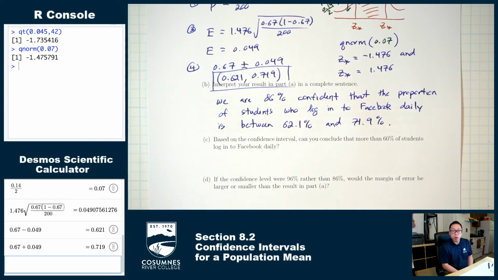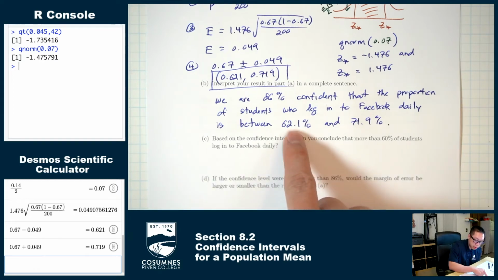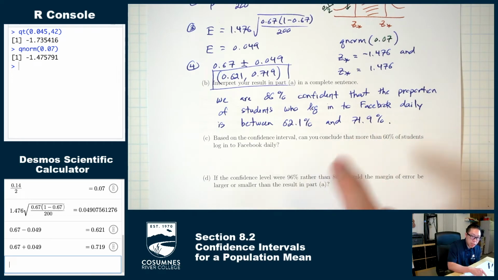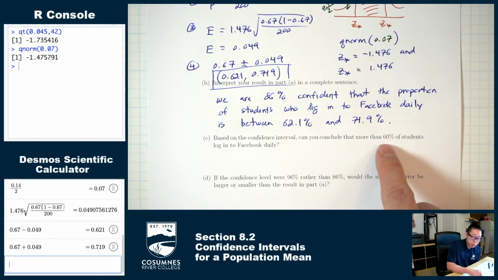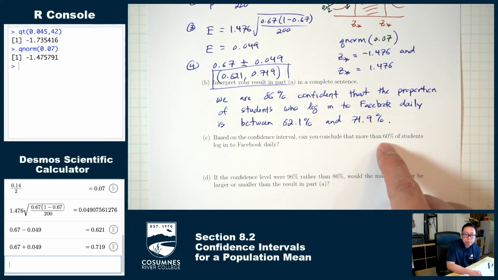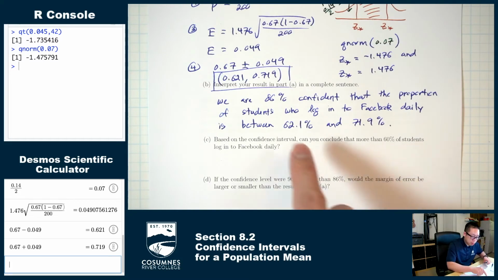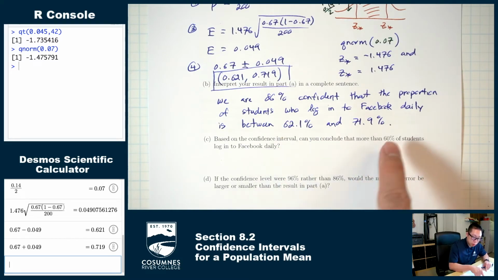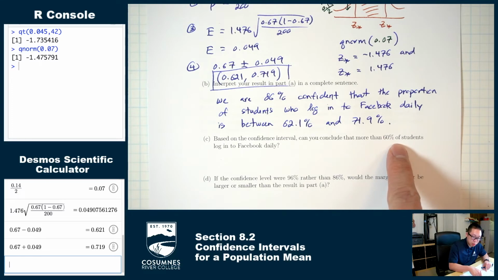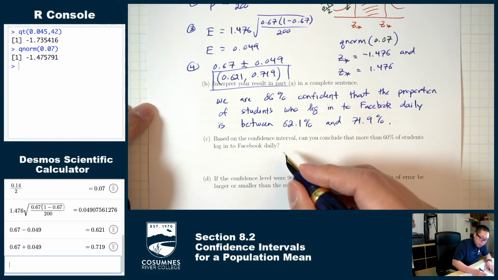And then to answer our questions, part C, based on the confidence interval, can you conclude that more than 60% of students log into Facebook daily? So if all you know is that the true proportion is somewhere between 62.1% and 71.9%, can you say for sure that's more than 60? Yes, right? 62.1 is more than 60, 71.9 is more than 60, which means everything between is also more than 60. This is going to be a yes.